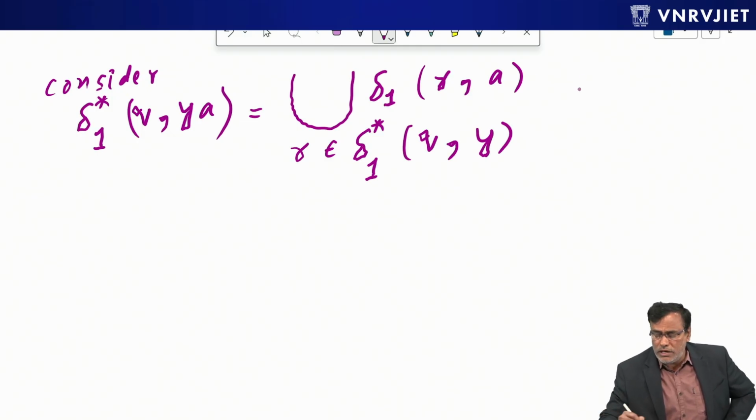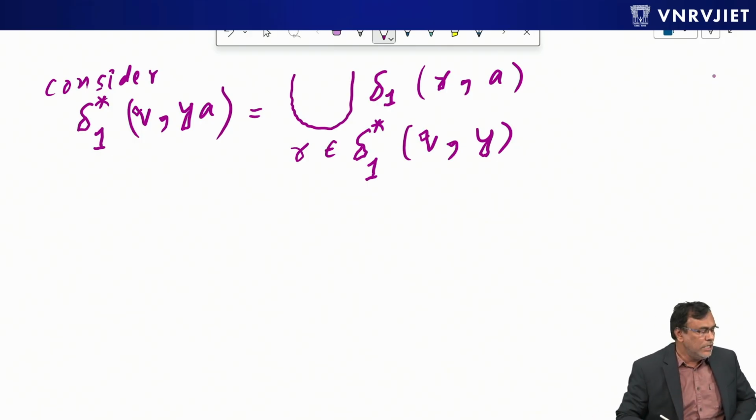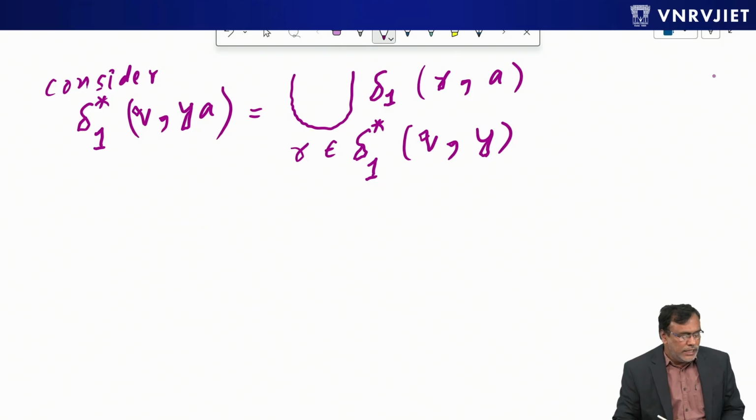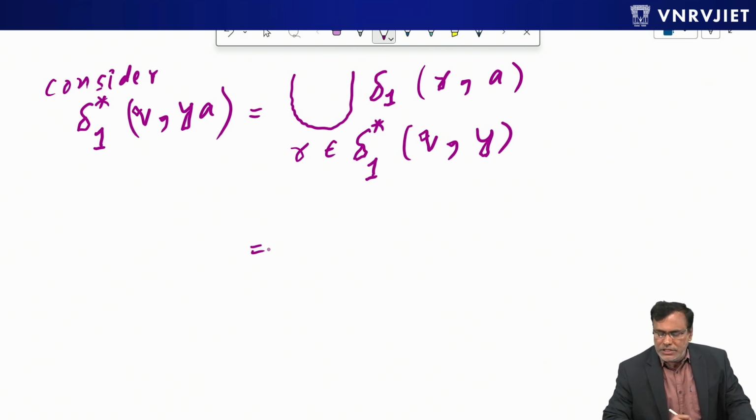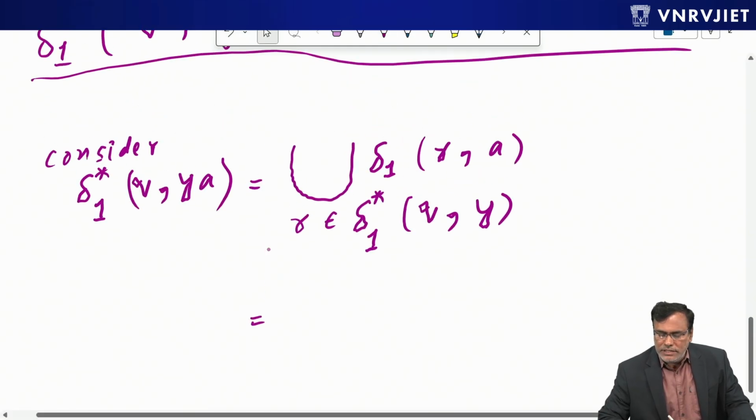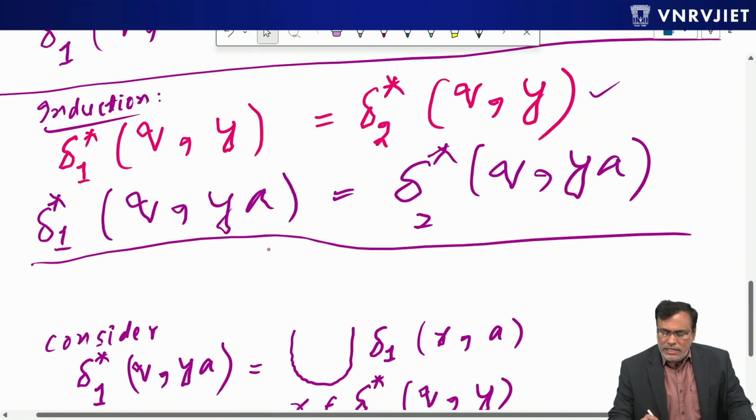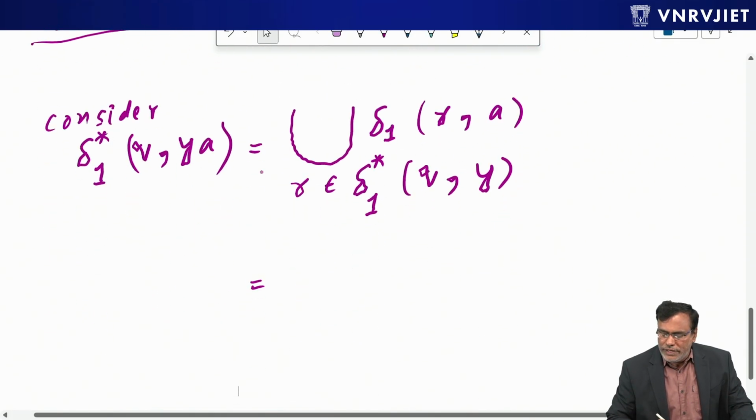So how I have written this, in the sense, this is from the definition, right? If you want, you can write about that. From the definition, I have got this, right? So next, this in turn can be rewritten as what? In the induction, I made one assumption. What is that assumption I have made? That is delta 1 star of QY is equal to delta 2 star of QY, right?